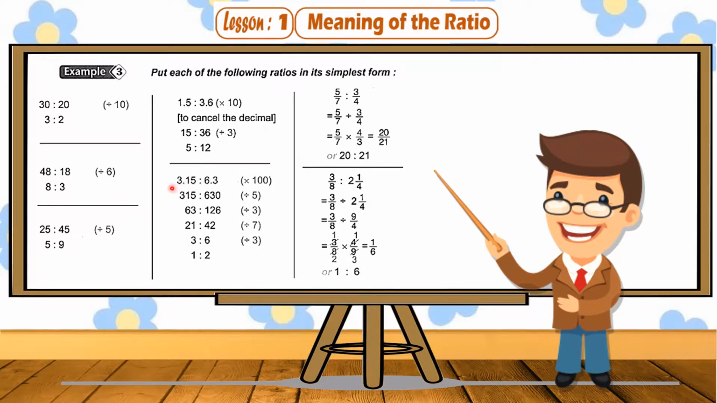By the same way 3.15 to 6.3 يا اما امشي معاها عن طريق divide او ان انا اكتبها على طول على الكالكوليتر 3.15 divide 6.3 the result will be 1 over 2 اللي هي 1 to 2.